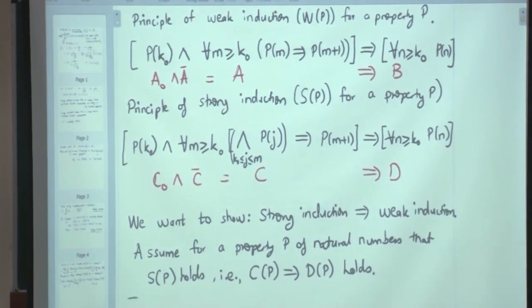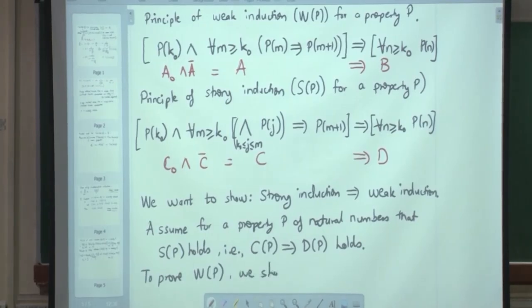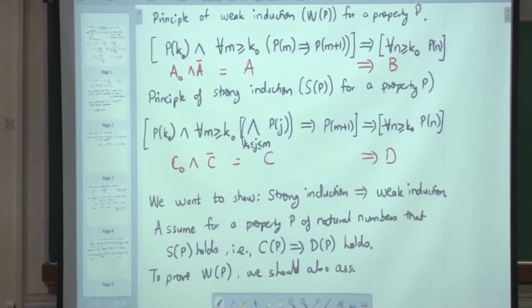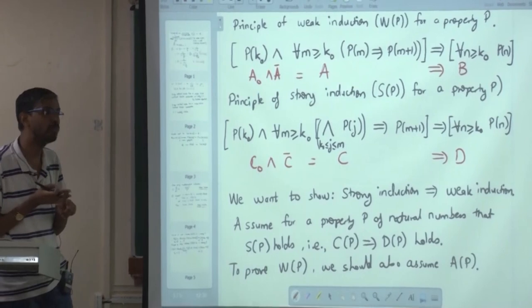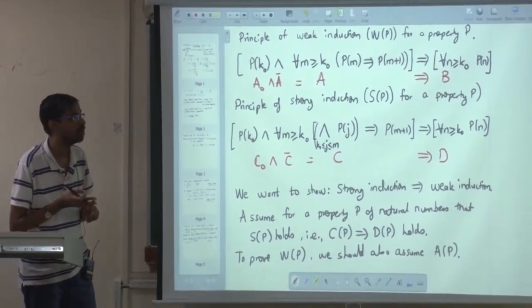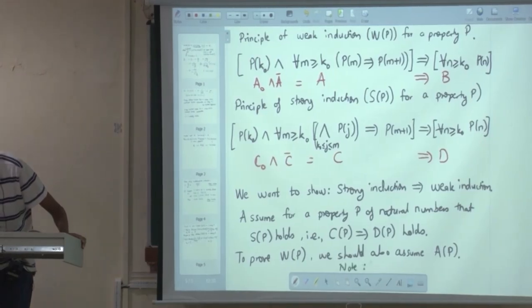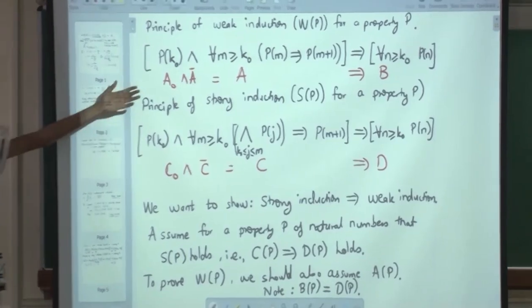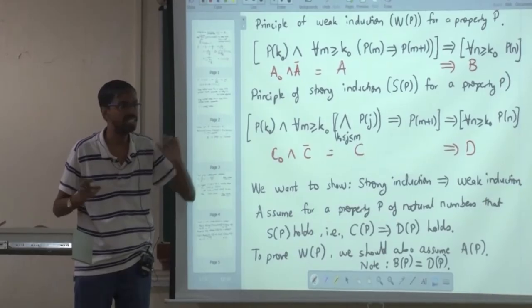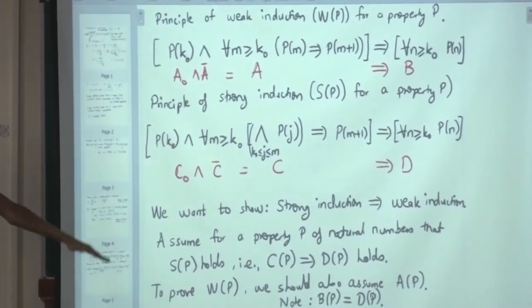And to prove weak induction, to prove W(P), we should also assume, what should we assume? A(P). Okay, so what are we given now? We are given A(P), then we are given C(P) implies D(P), and we want to prove B(P). But also note, B(P) is the same as D(P). Is there any change between B and D? No. So it will be sufficient: C(P) implies D(P) is given, A(P) is given, and we want to prove B(P), which is the same as D(P).